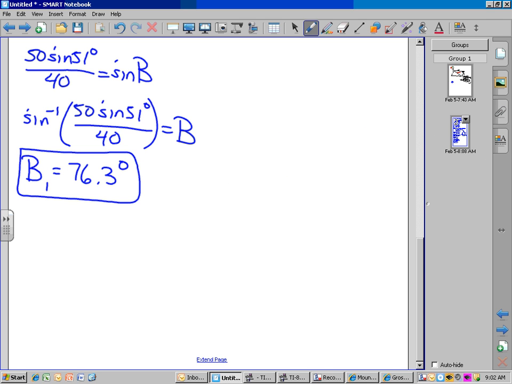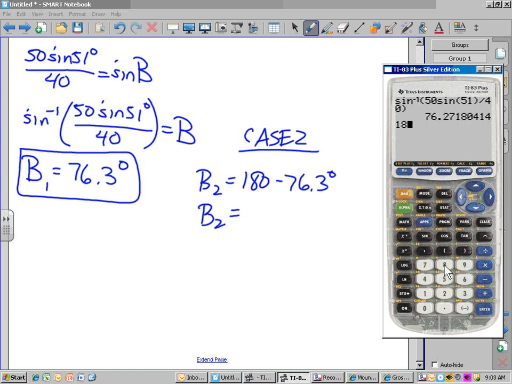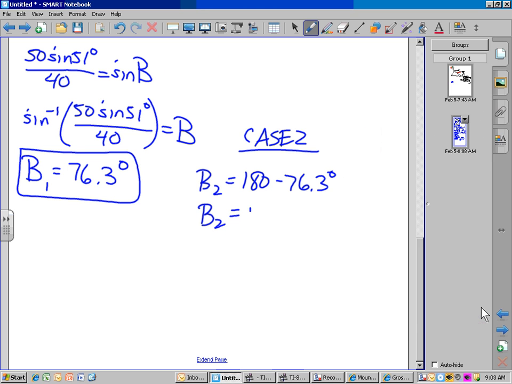Now what else? Case 2. Case 2 occurs right now. At the inverse sine, we have B1 equals 76.3. So B2 is going to be 180 minus B1. Okay? Which is how much? Correct. All right.